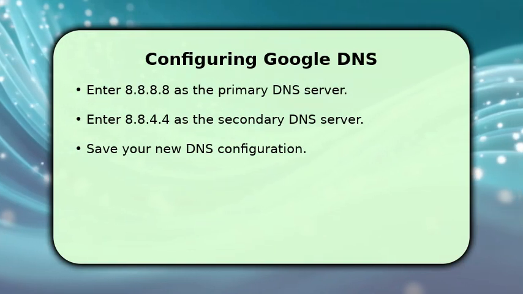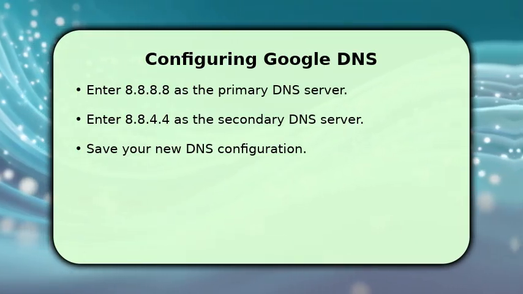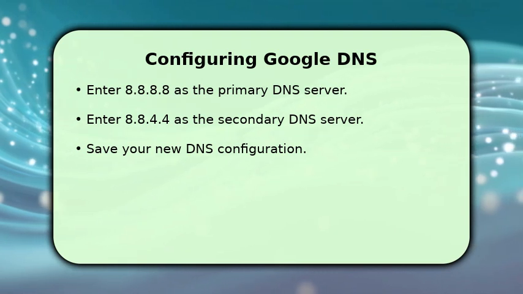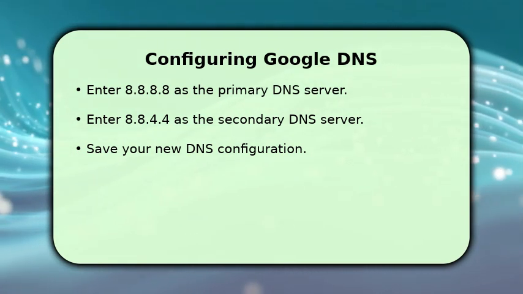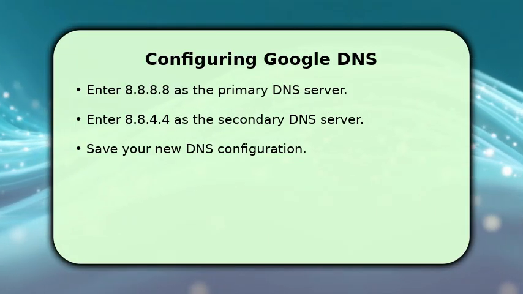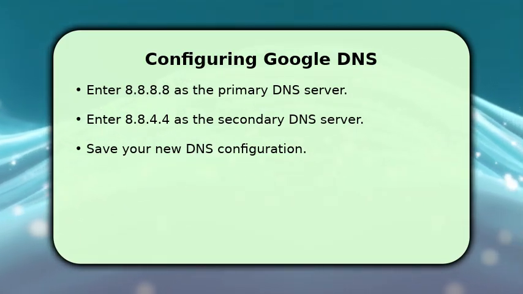Once you've located the DNS settings, you'll replace your current server addresses with Google Public DNS. For the primary DNS server, enter 8.8.8.8. For the secondary DNS server, use 8.8.4.4. It's important to save these changes and, in some cases, restart your network connection or device for the new settings to take effect.